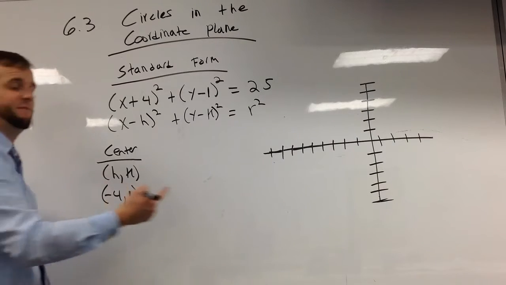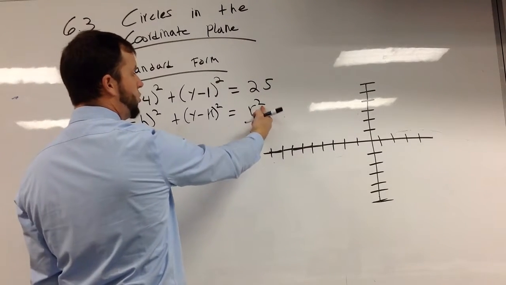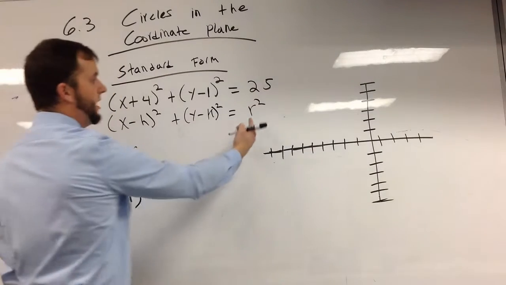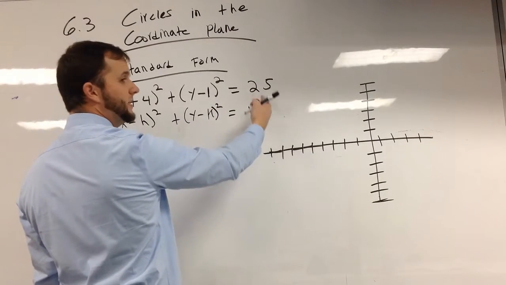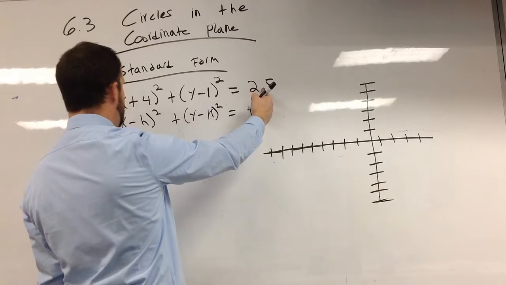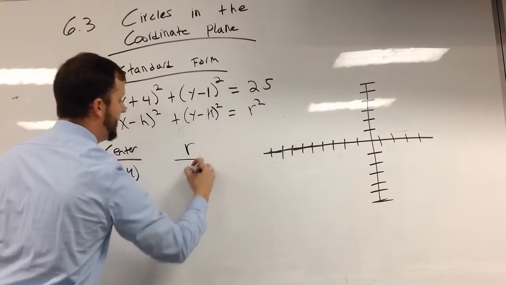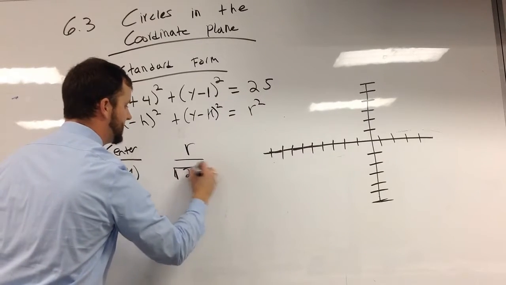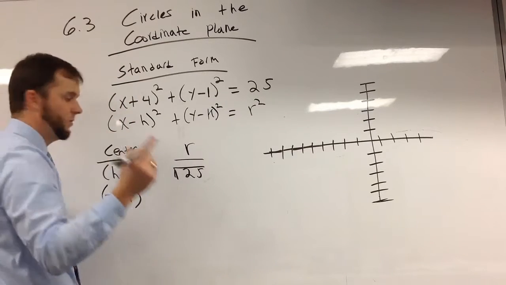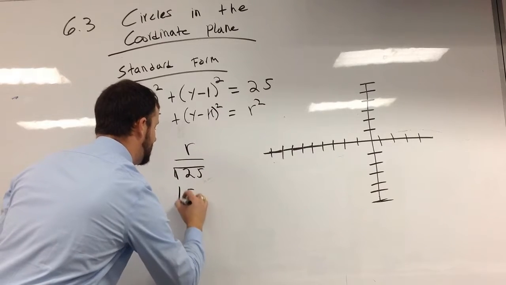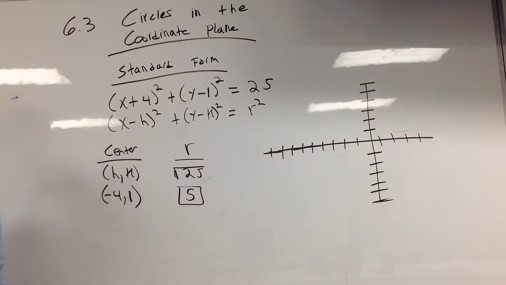Then when I simplify the radius here, I have to square it. So whatever number goes right here in r, I squared it to get 25. So in order for me to find the radius, I have to take whatever number is here, and I have to take the square root of that. So the square root of that is going to be 5. So my radius is going to be 5.